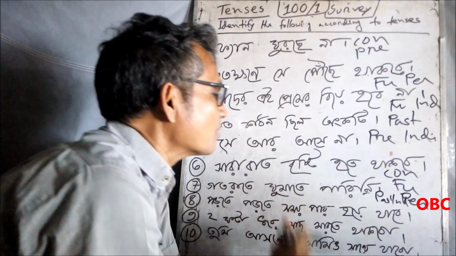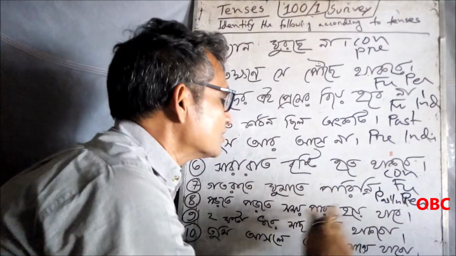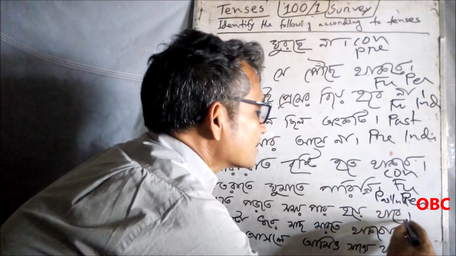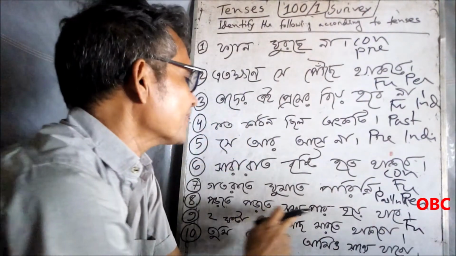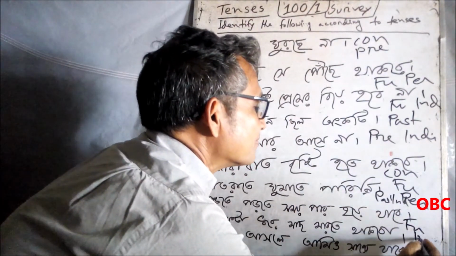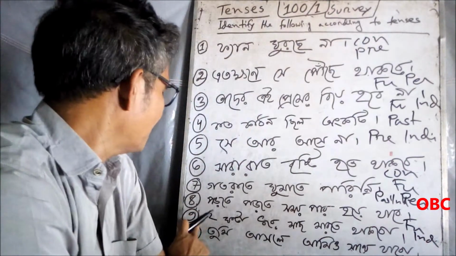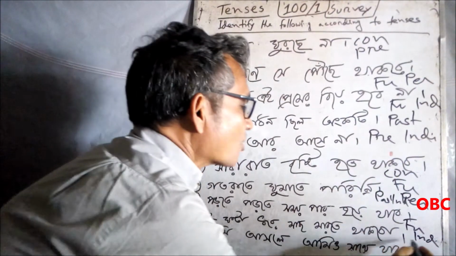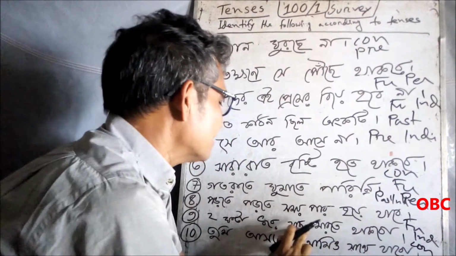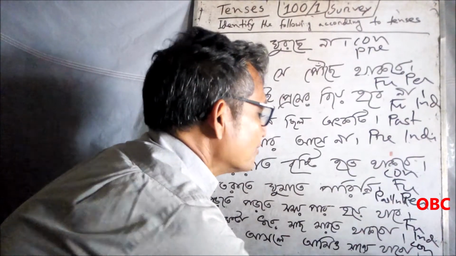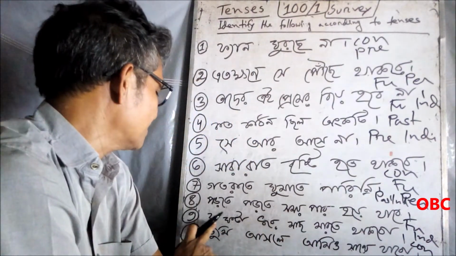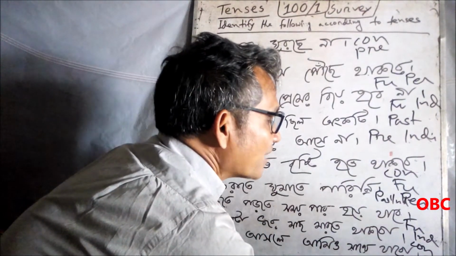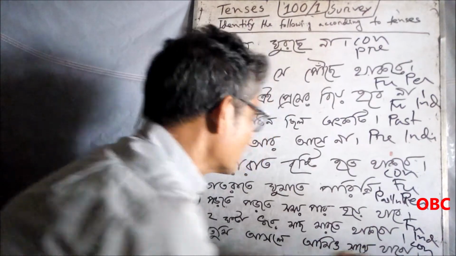"পড়তে পড়তে সময় পার হয়ে যাবে". So this is not a continuous tense. And this is a future tense, and "হয়ে যাবে" is future indefinite. Number 9, "2 ঘন্টা ধরে মাছ মারতে থাকবো". So this is a continuous tense, and this is a future tense, and you have mentioned "2 ঘন্টা ধরে", for 2 hours. So this is perfect. So future perfect continuous tense.